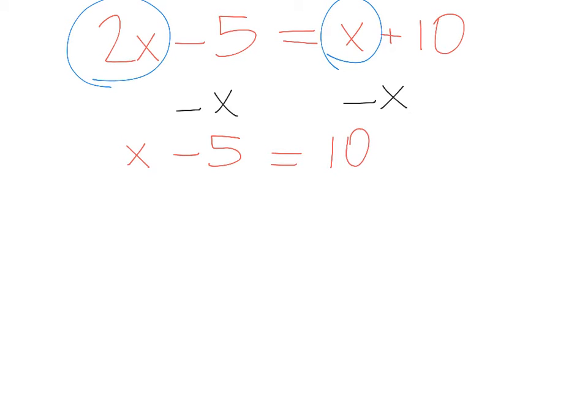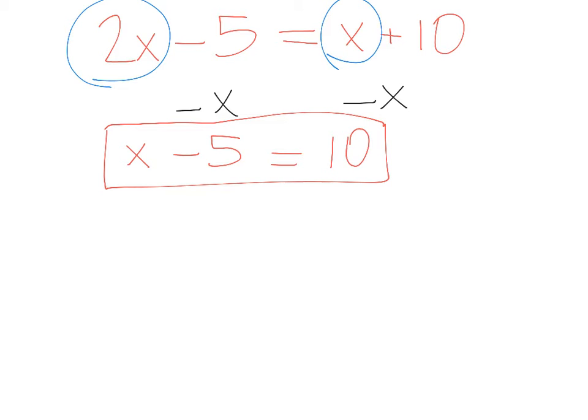So that stays on the right-hand side, and that equation looks a lot easier to deal with than what we had at the start. Okay, now I have a simple equation here, relatively simple. I've got x take away 5 equals 10.